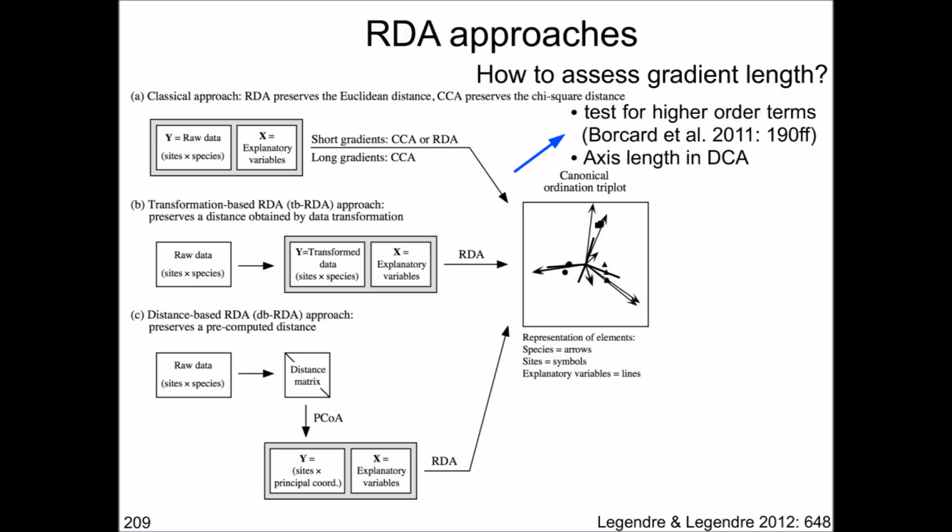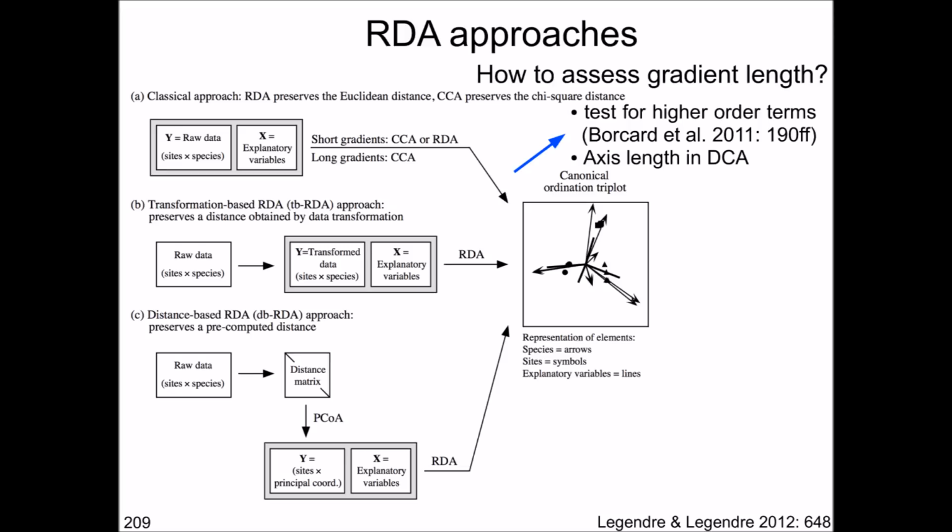So we would check for the standard deviation of the gradient, and that can be done with the so-called detrended correspondence analysis. On the other hand, you could check for higher order terms in RDA. That's discussed in Borcard et al. We don't discuss this in the course. So if you have shorter gradients, you could use the RDA. If you have very long gradients, you should use the CCA.